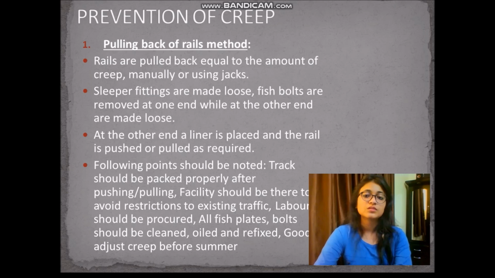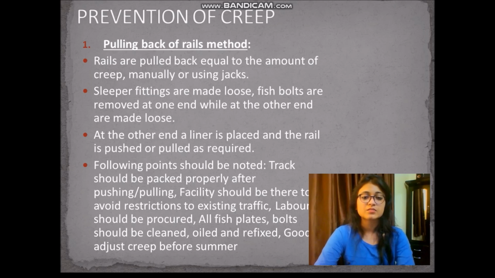So one method of preventing creep is the pulling back of the rails method. Creep means the rails have moved forward, for example, so they are pulled back, they can be pulled back either manually or mechanically. So rails are pulled back equal to the amount of creep manually or using jacks. Sleeper fittings are made loose. Fish bolts are removed at one end, while at the other end they are made loose.